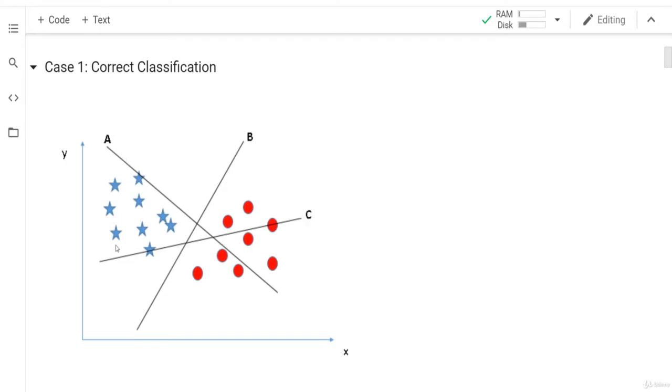If I ask you what is the best hyperplane to separate these two classes, the answer is pretty obvious, right? It's B. Why? Because B is classifying all the data points correctly, all the stars and all the circles. If we used A as the decision boundary, we have 3 circles on the stars side, so these will be misclassified. And if we choose C, then these two will be misclassified. So the best one is B.